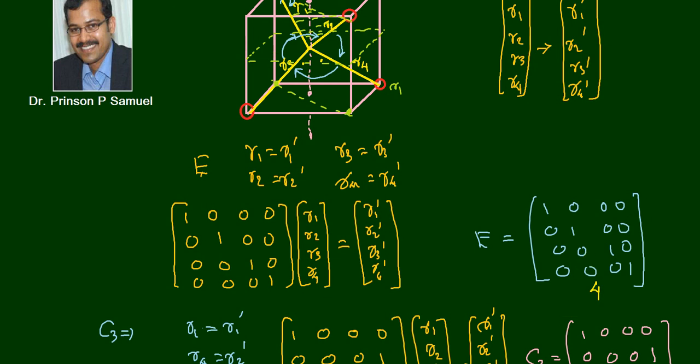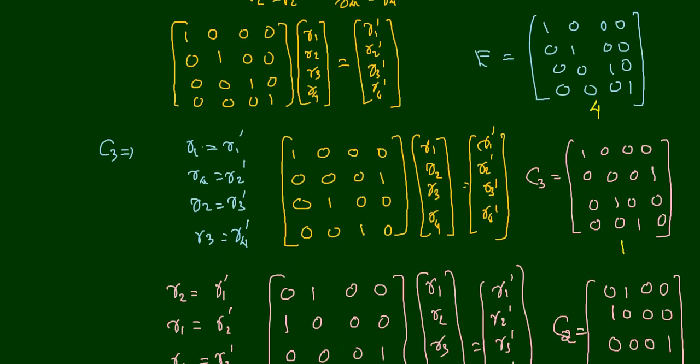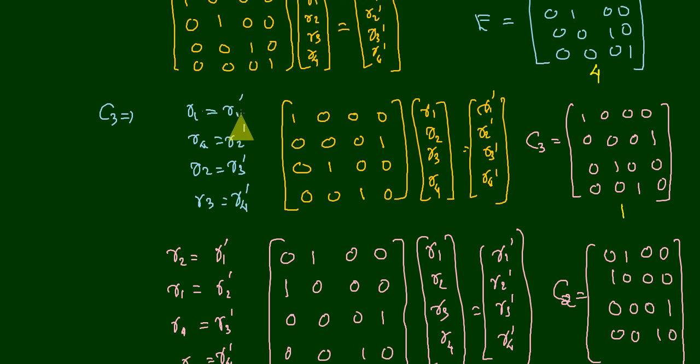Now you can look at the C3 operation. In the case of the C3 operation, how many vectors are retaining their position? R1 dash is equal to R1, so this is retaining the position. But here it is not retaining the position because R2 dash is equal to R4, so it is not retaining the position. And R2 is equal to R3 dash, not retaining the position. And R4 dash is equal to R3, that is also not retaining the position. Only one vector is retaining its position.